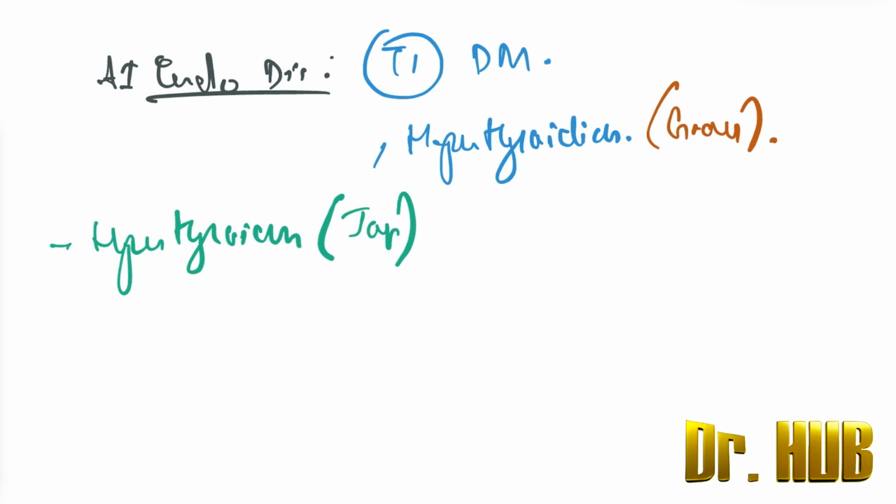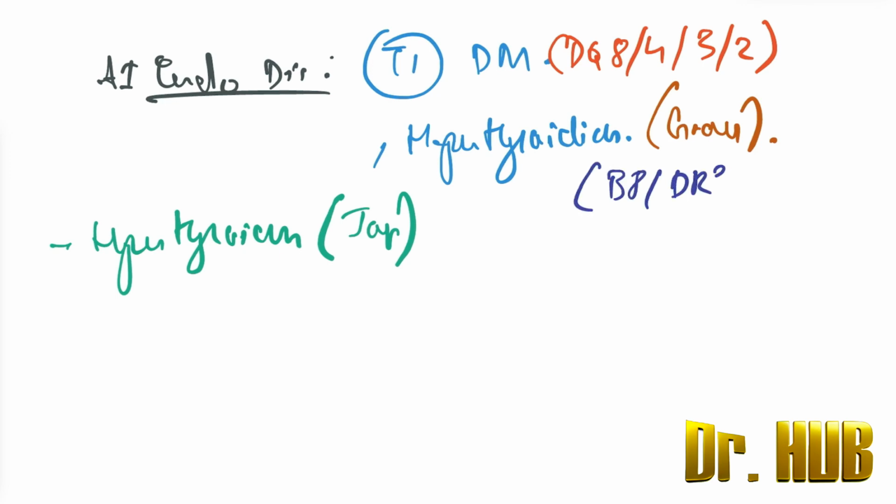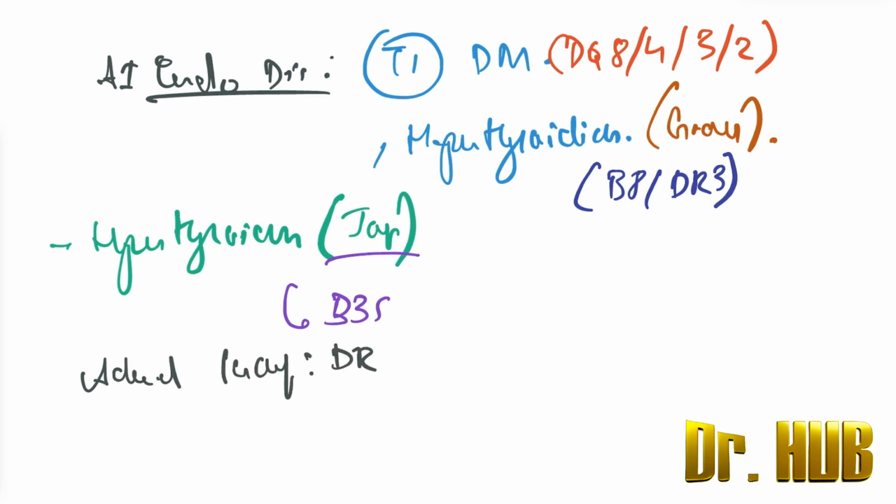So in type 1 diabetes mellitus, this includes the DQ8, DR4 as well as DR3 and DR2. Next, in case of the hyperthyroidism, that is Graves, that is B8 as well as DR3. In hyperthyroidism, that is the Japanese, here it is B35. Next, in terms of the adrenal insufficiency, it is going to be the DR3.